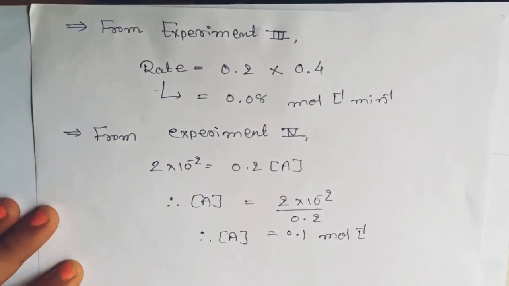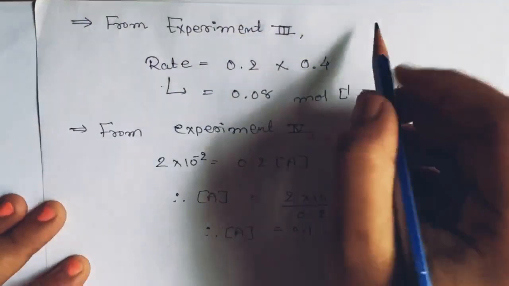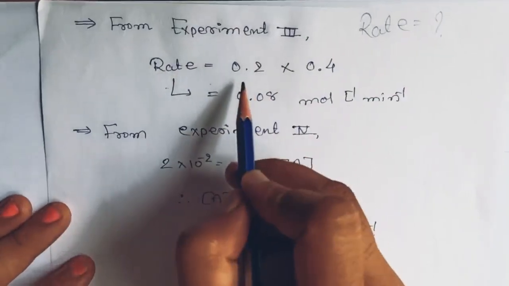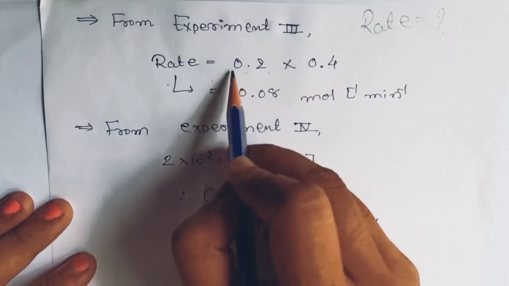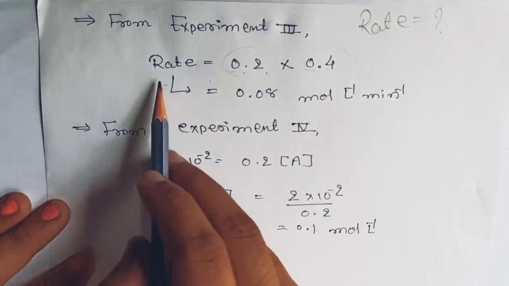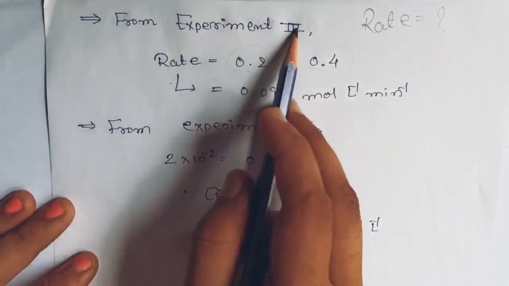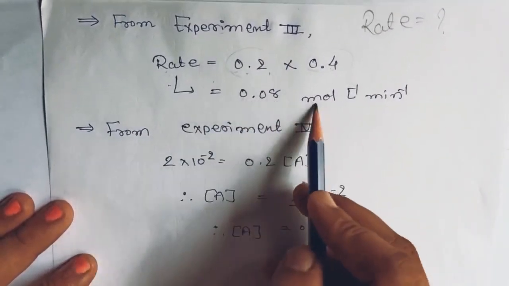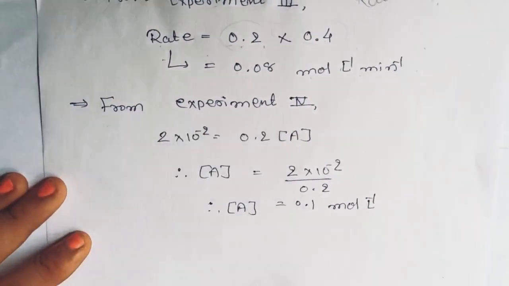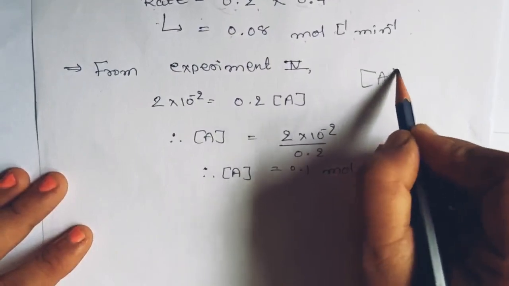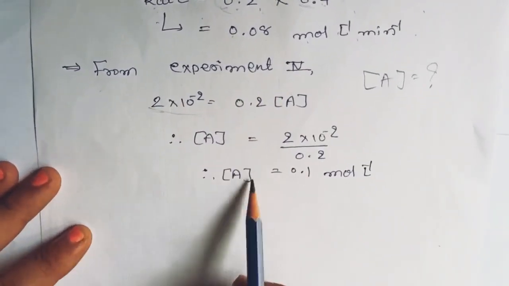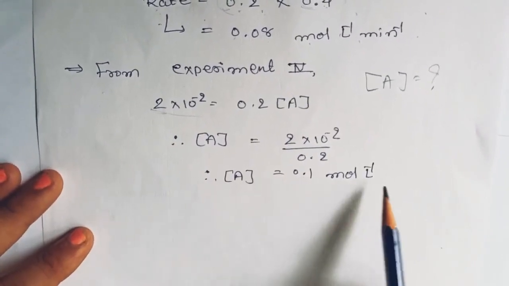Now from experiment 3, in which you have to find the rate, directly rate equal to K into concentration of A, where K is 0.2 and the concentration of A is 0.4, given. So the rate for this experiment 3 will be 0.08 mole liter inverse minute inverse, right? And from experiment 4, here you have to find the concentration of A. So replace the other values which are given, and you will get A equal to 0.1 mole per liter.